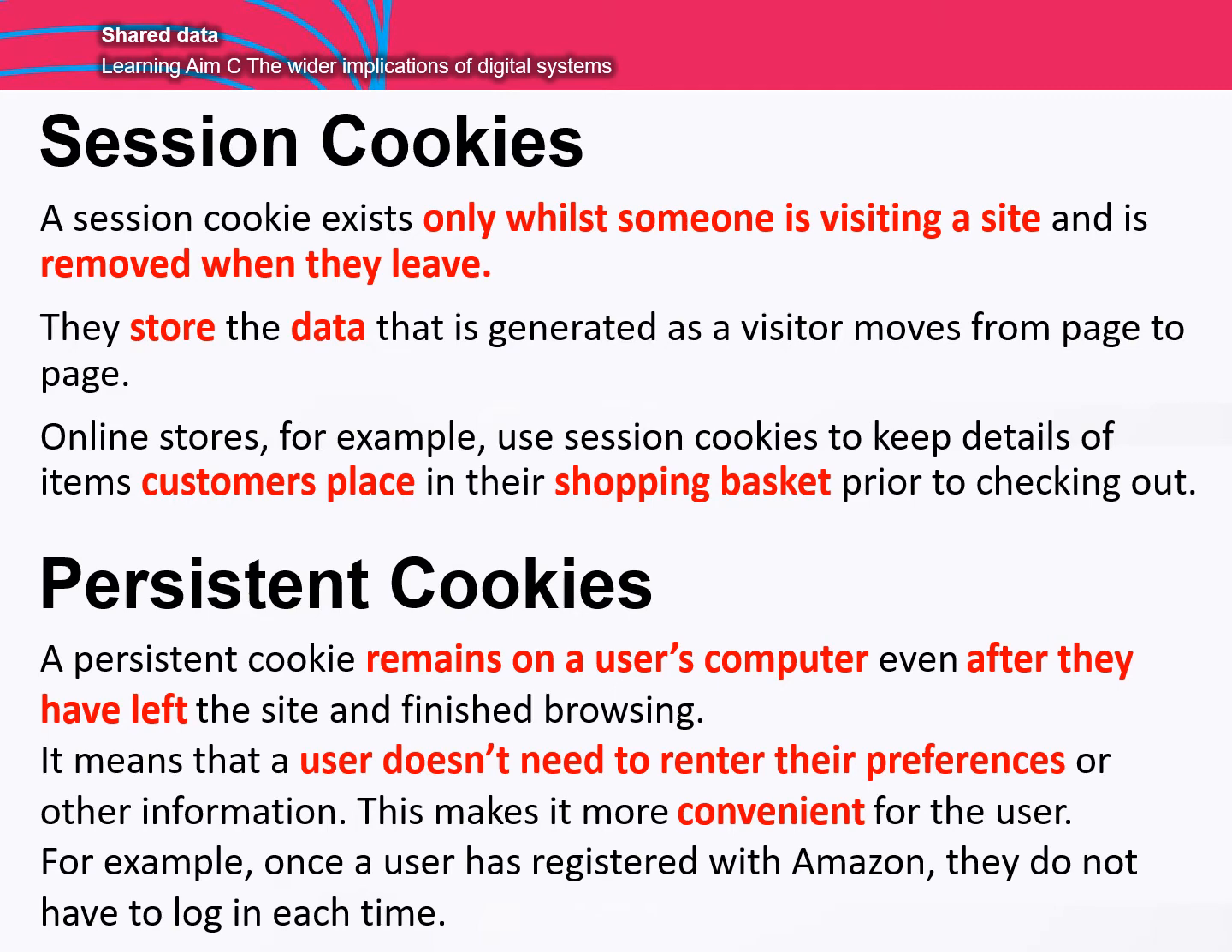For example, if you place an item in a shopping basket, that data is then stored in the cookie, and it will continue to be in the shopping basket while you are completing the rest of your web searches until you are ready to check out. If you leave that site and then come back, the session cookie will have gone, and therefore the product will no longer be in the shopping basket.